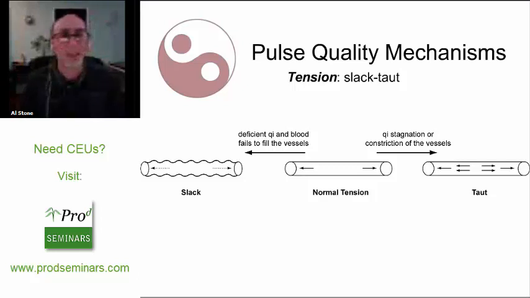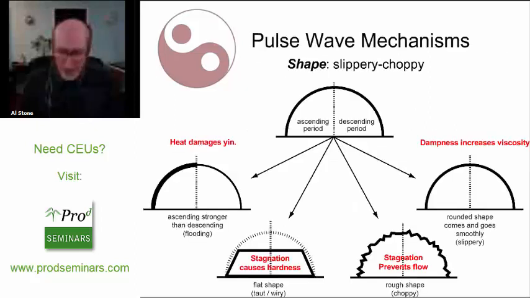Cool, huh? Now, in terms of the opposite of taut, we just use the word slack. There is no particular slack pulse. If we were going to call that anything, it would be weak or forceless. All right. Next up, we take a look at some of the pulse waves.